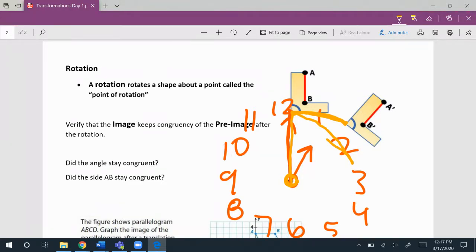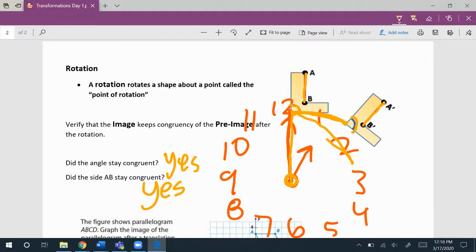But when we take that shape and we just rotate it around that point of rotation, if you can imagine clock hands doing that, we are wondering, does this shape change when I rotate it? If I take it and I rotate it over here, did this angle change at all, or did it stay congruent? Yes, it did stay congruent. The shape didn't change. And did this side, line AB, side AB, stay congruent? Yeah, I didn't change the dimensions of the shape by rotating it.